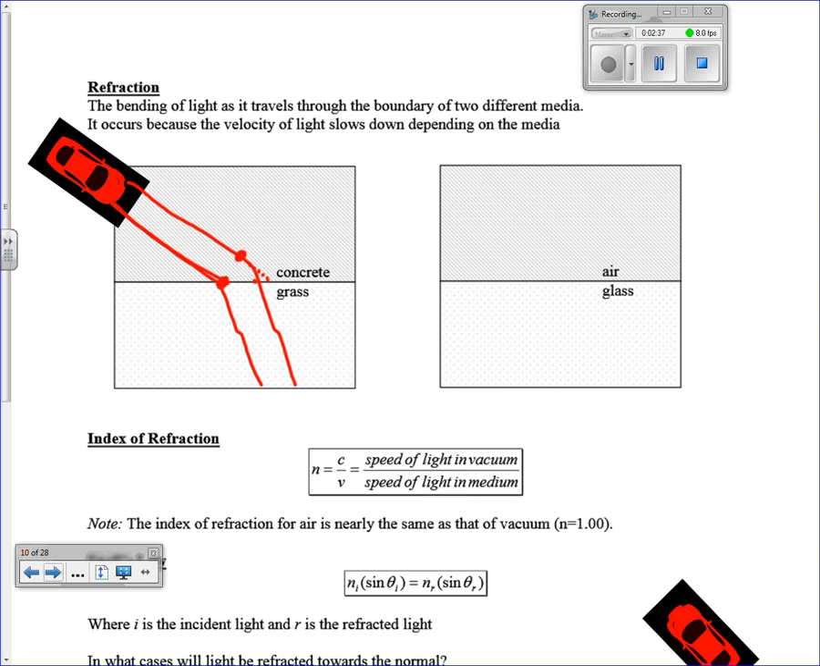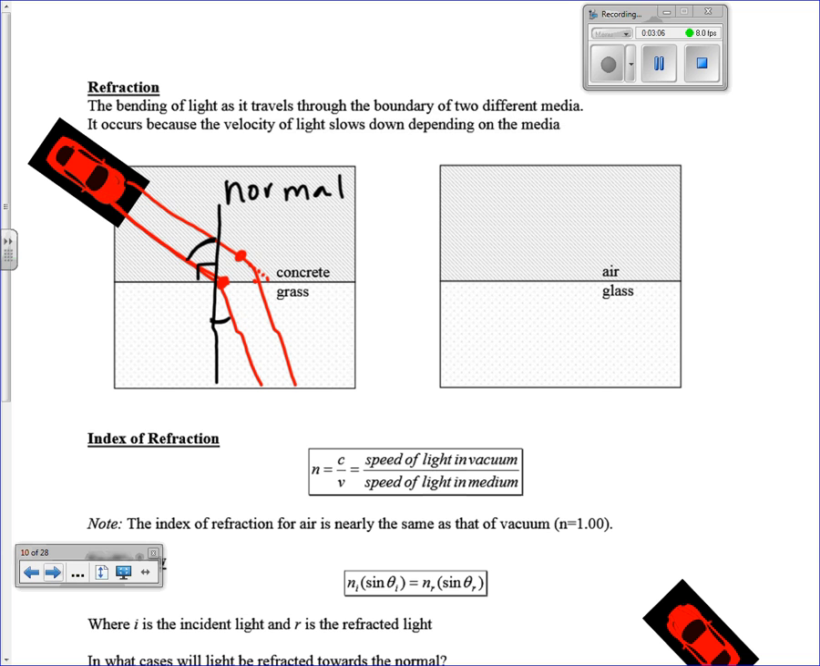And the way that we define this direction change is to draw what we call a normal. N-O-R-M-A-L, which is perpendicular. And what we say is that the direction of the car bends toward the normal. This new angle is smaller than our original angle.